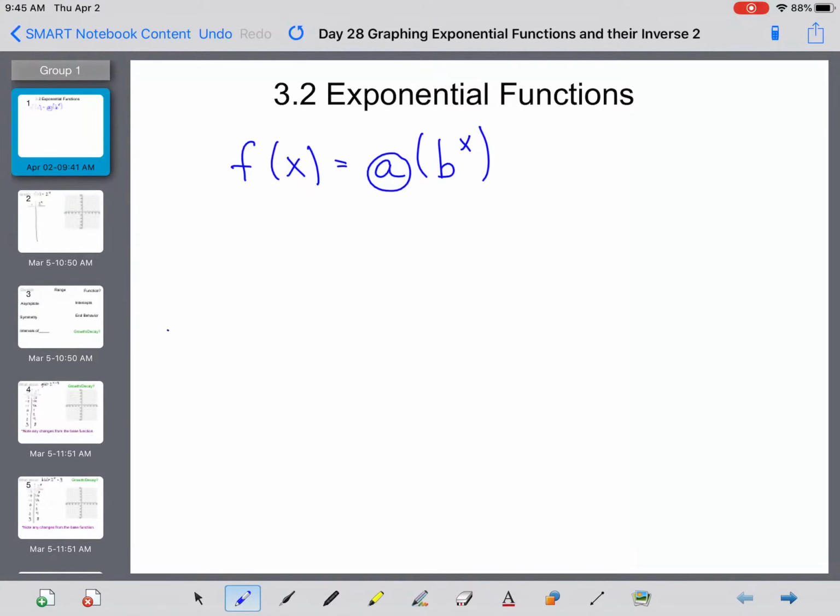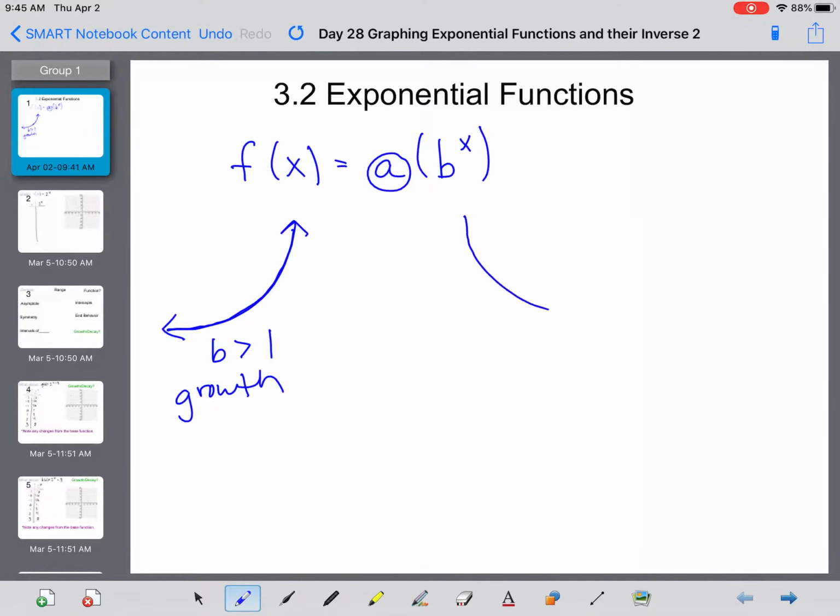There's two types of functions that you're going to look at with exponential functions. The first one is when your b value is going to be greater than 1. What's going to happen is you're going to get this kind of growth function. So you can see as your x values are getting bigger, notice your y values are also getting bigger. So it's an increasing function, so we are going to have exponential growth.